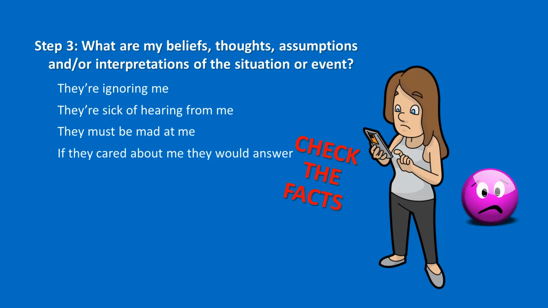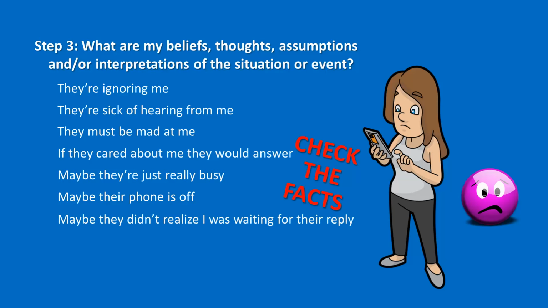Now we check the facts by listing all of the other interpretations of the situation we can come up with. Maybe they're just really busy and haven't had time to text back. Or maybe they're in a meeting and their phone is off. Maybe they didn't even realize I was expecting a reply right away.